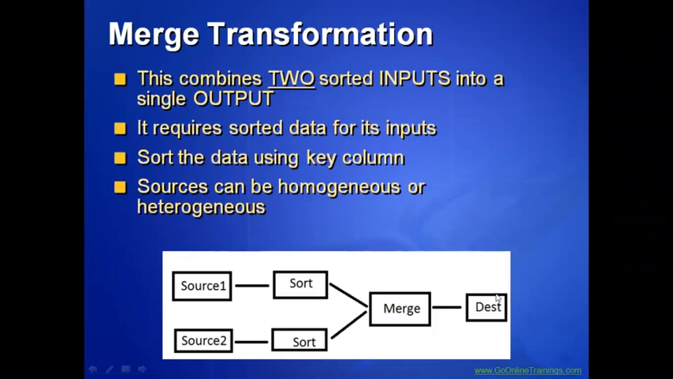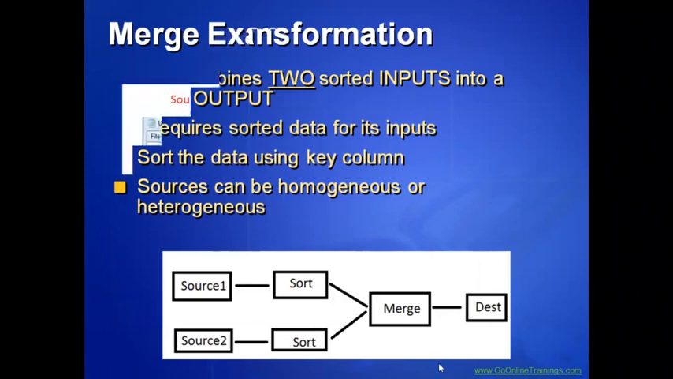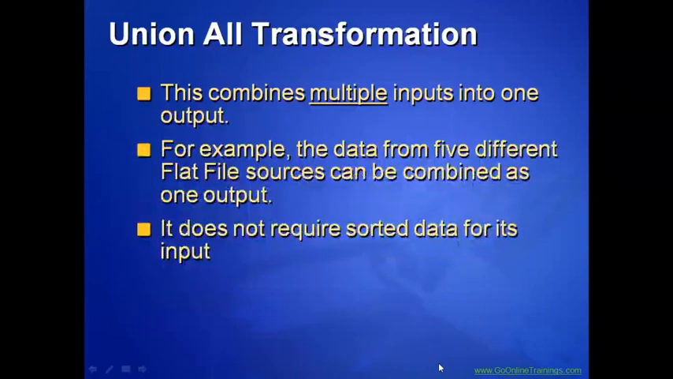So merge only takes two inputs. And you need to sort the data. But if you get three inputs, four inputs, what will you do? That is where we are going to be using union all.